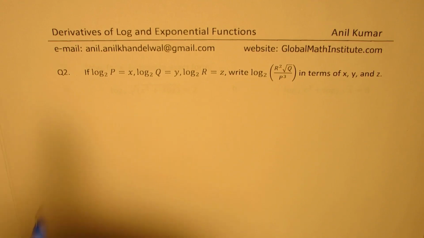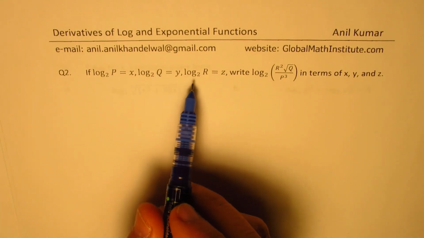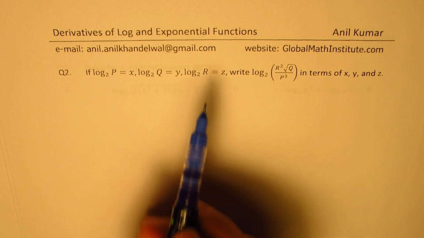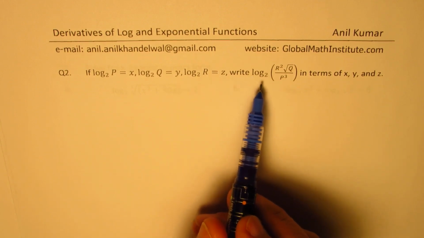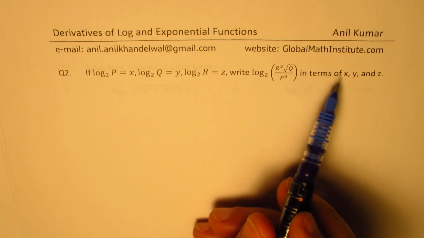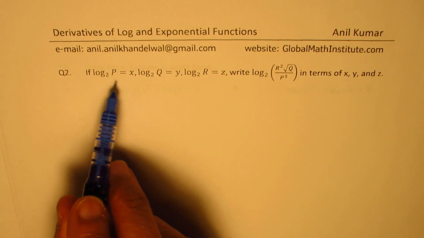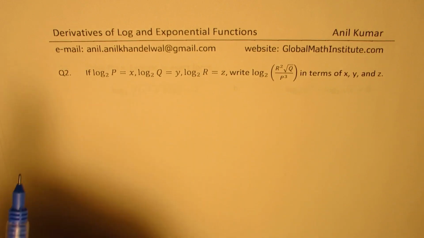Log to the base 2 of p is x, log to the base 2 of q is y, log to the base 2 of r is z. Write down log to the base 2 of r squared square root q p cubed in terms of x, y, and z. Okay, so let's figure out what is p, q, and r from the given expressions.